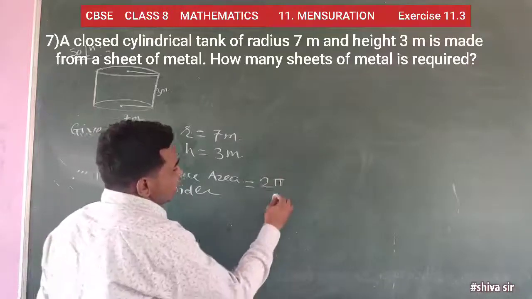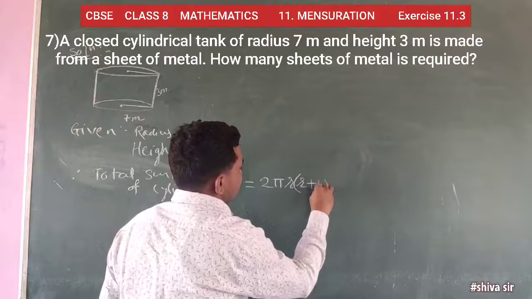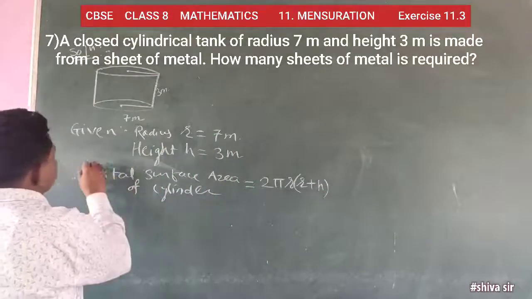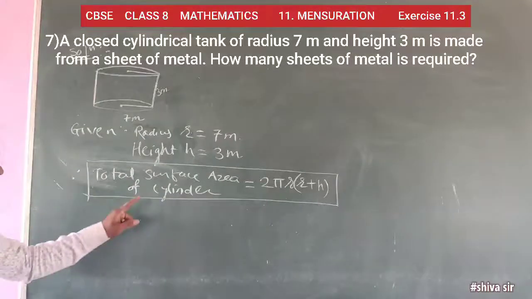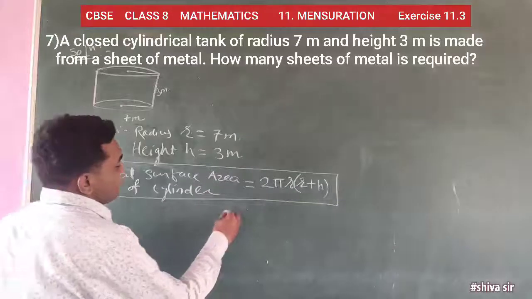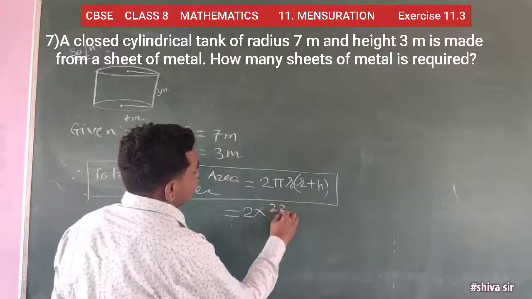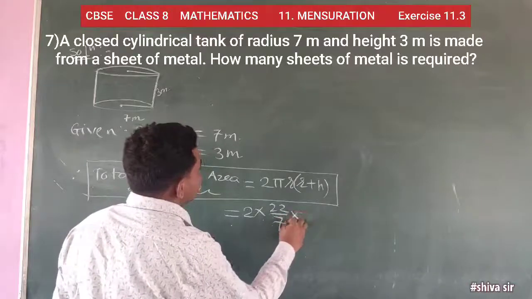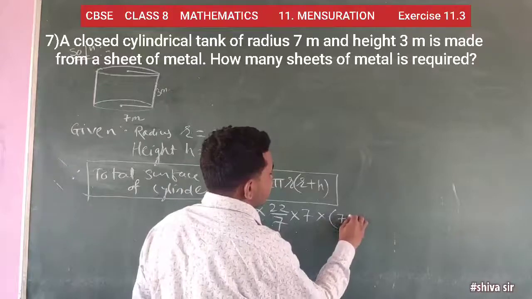2 pi r into bracket r plus h. This is the formula: total surface area of a cylinder is 2 pi r into bracket r plus h. Now putting in the values. So 2, what is the value of pi? 22 by 7, and radius is 7, again into bracket 7 plus 3.